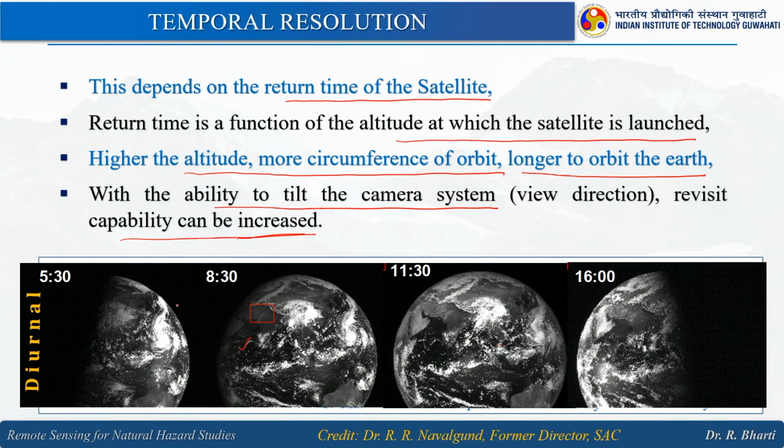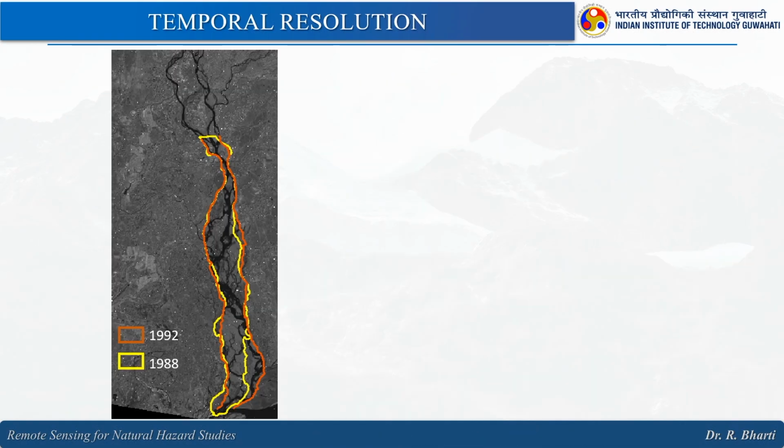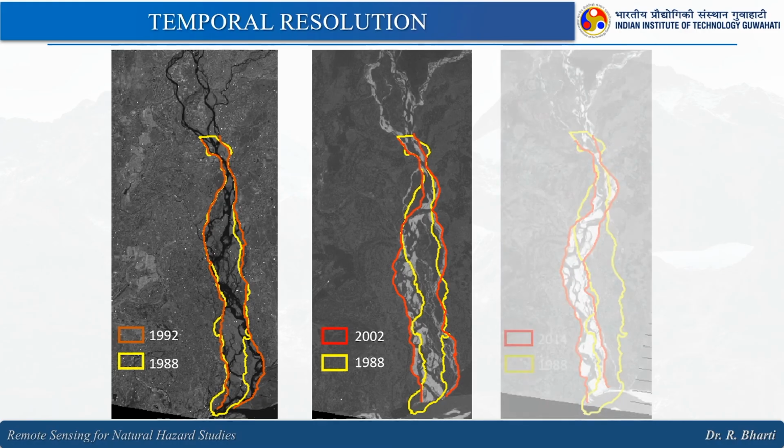This is another example where you can see the white color, these are basically the clouds. So, how the clouds are moving: morning 5:30, 8:30, 11:30 and the evening 4 o'clock. With this you will be able to forecast the weather condition. This is how the weather forecasting is being done, where remote sensing images are one of the primary inputs, right.